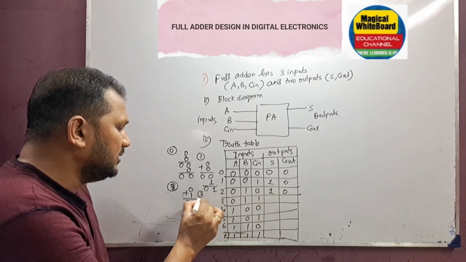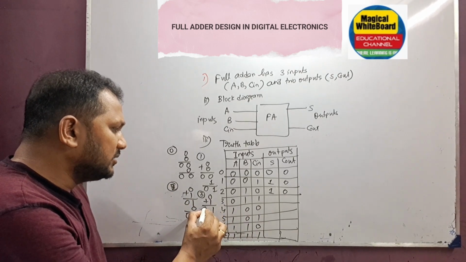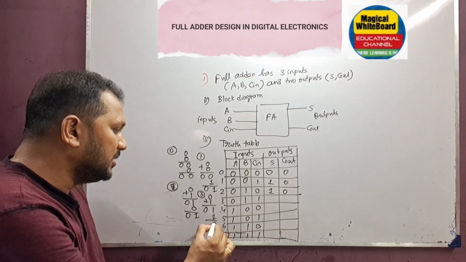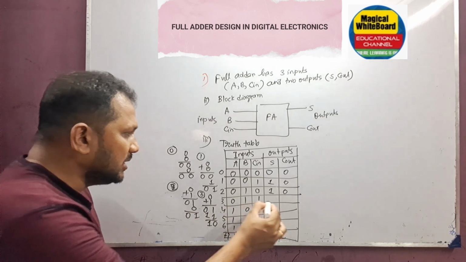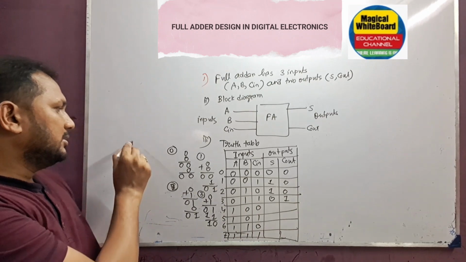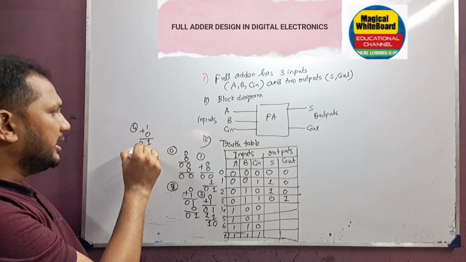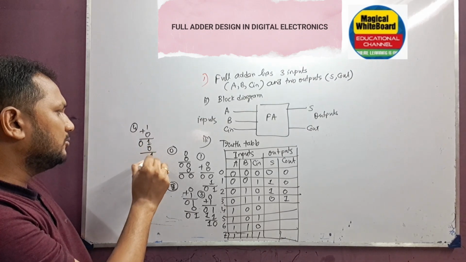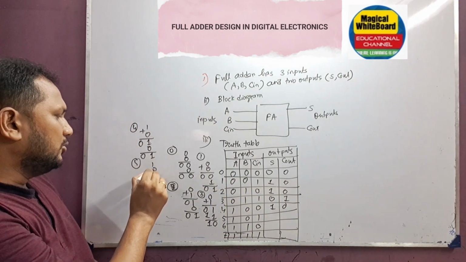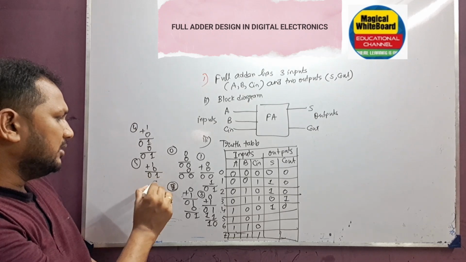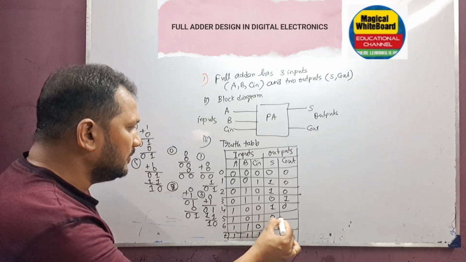And the fourth one. 1 plus 0 plus 0 equals 1, and there is no carry, that is 1 0. Then 1 plus 0 plus 1 gives sum 0 and carry 1. And the fifth one, 1 plus 1 plus 0 gives sum 0 and carry 1, and 1 plus 1 plus 1 equals 1 with a carry of 1.